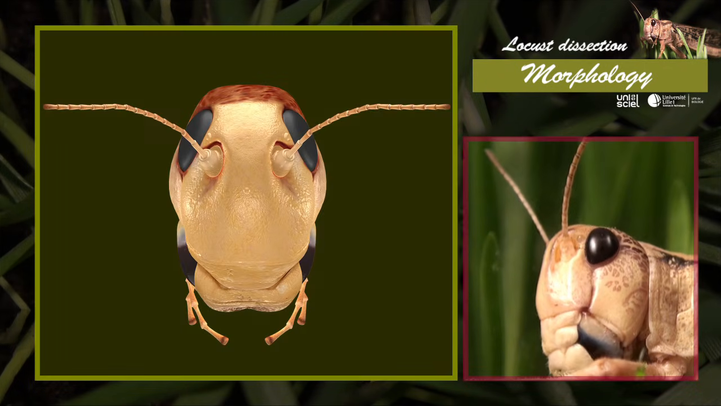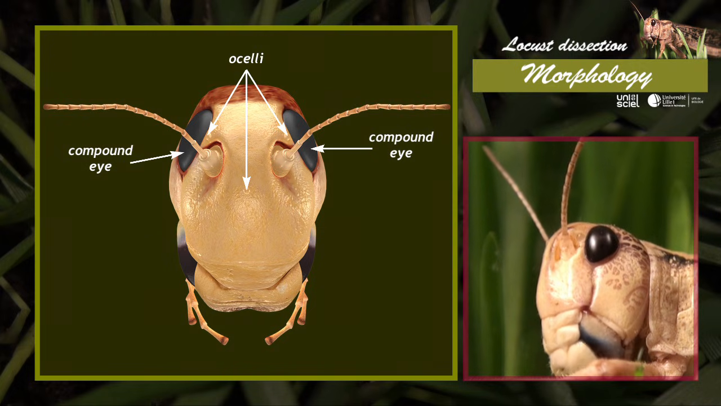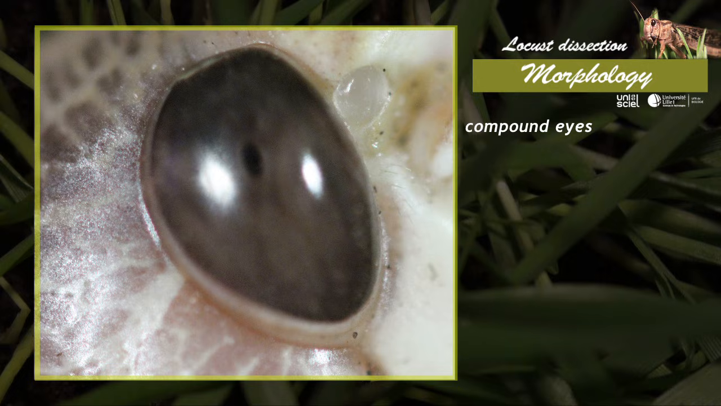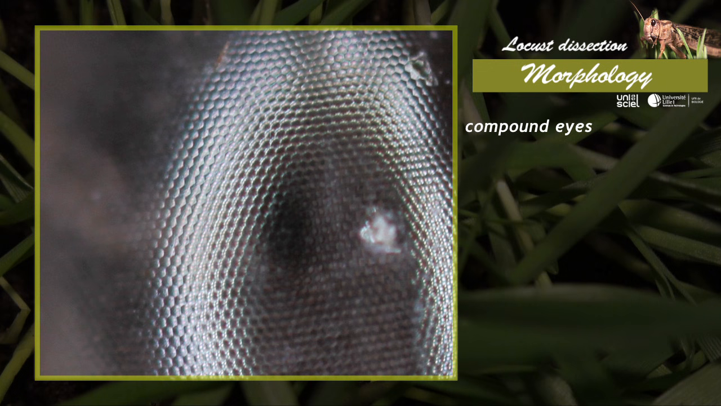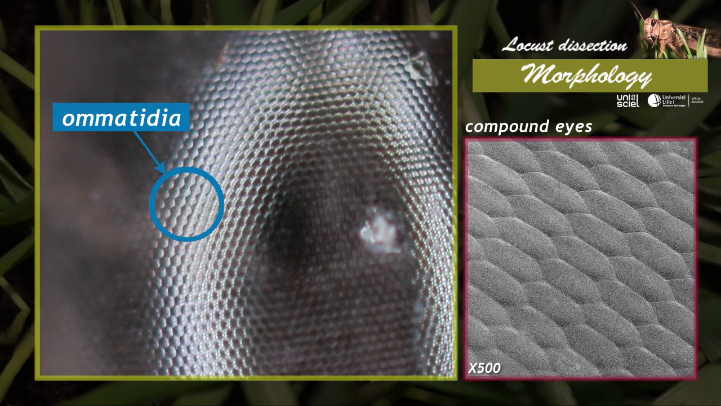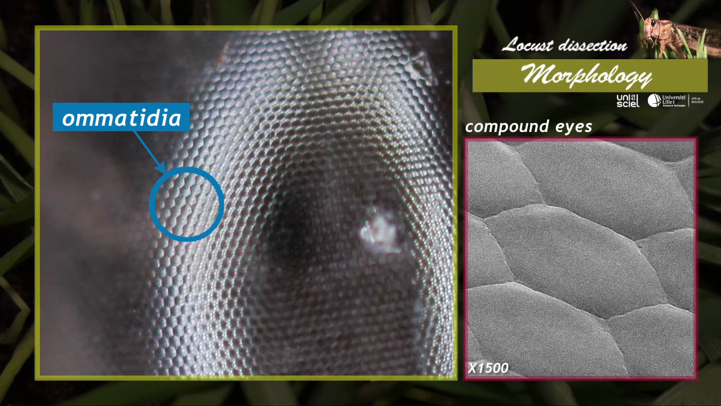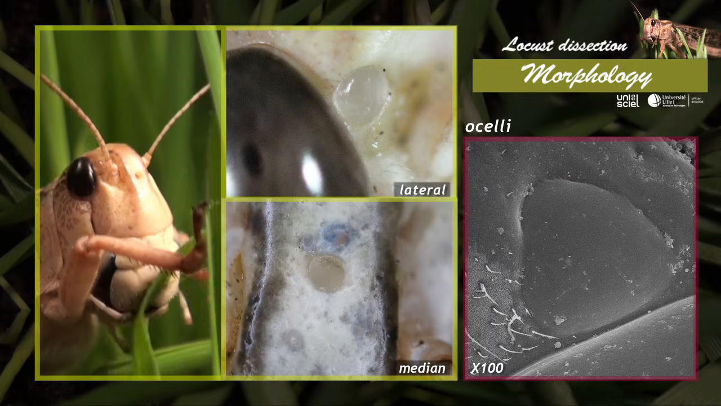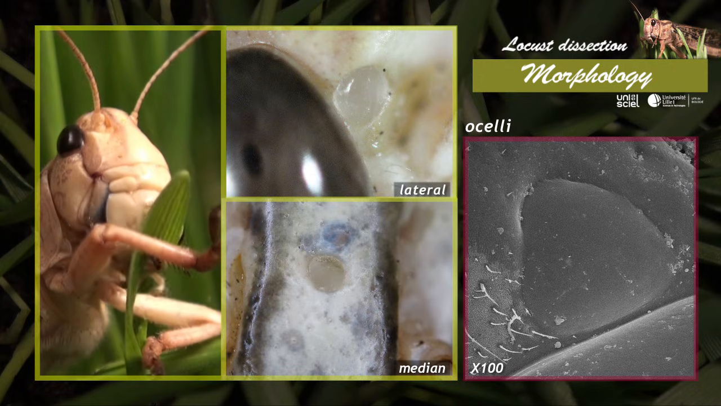Sensory organs include 2 compound eyes, 3 ocelli, and a pair of antennae. Compound eyes are located on the sides of the head. They are formed by a large number of photoreceptor units, the ommatidia, allowing insects to have a wide field of view without moving the head. The locust has 3 ocelli, 2 lateral and 1 median, that are sensitive to light variation.